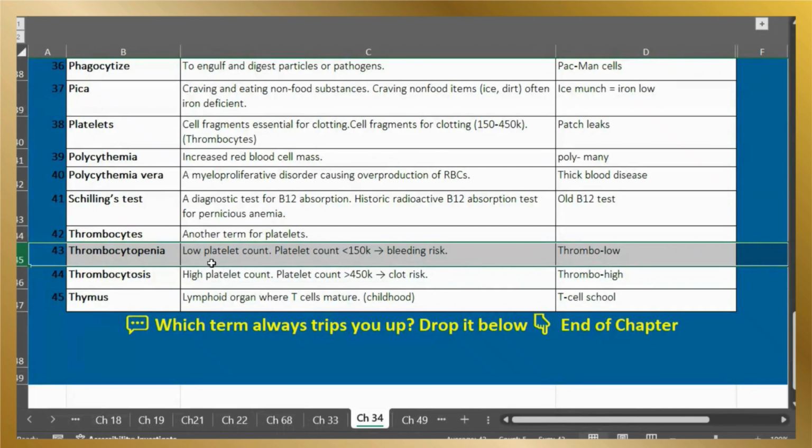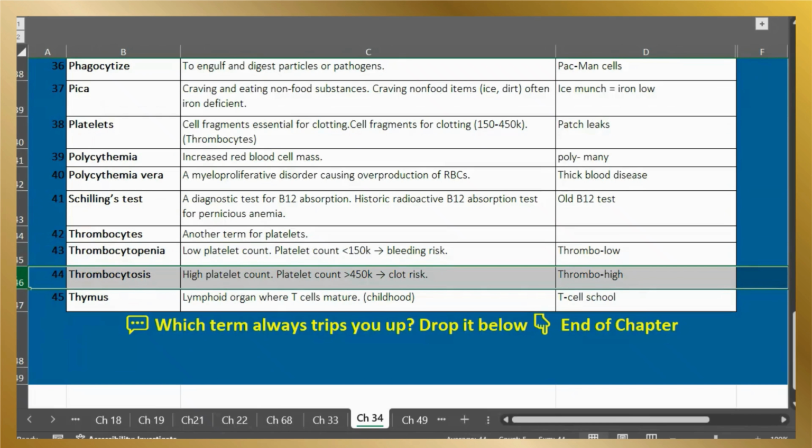So it leads to bleeding and bruising, which are common in chemotherapy or autoimmune disease. So keep in mind it's a low platelet count and increased risk of bleeding.